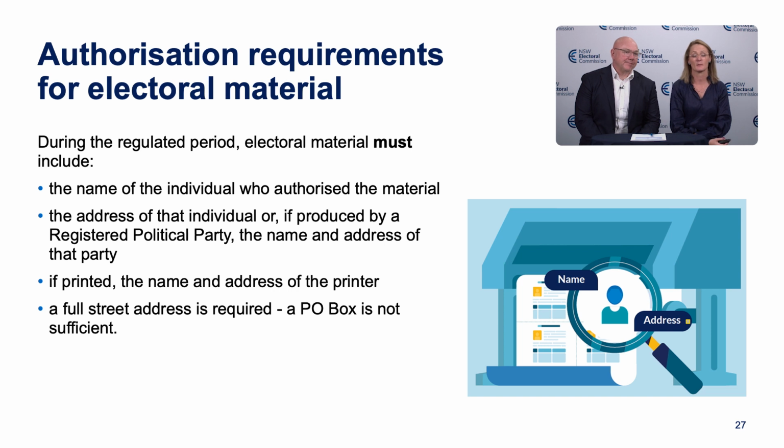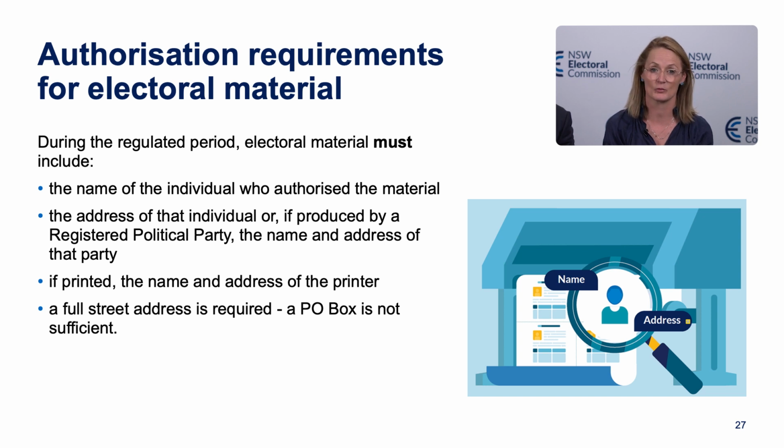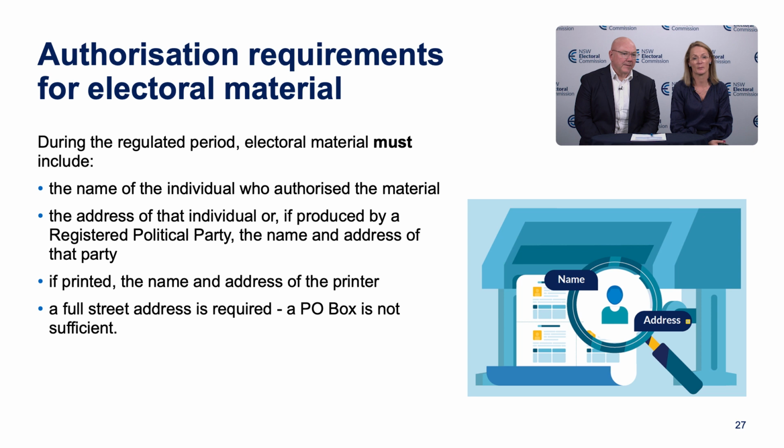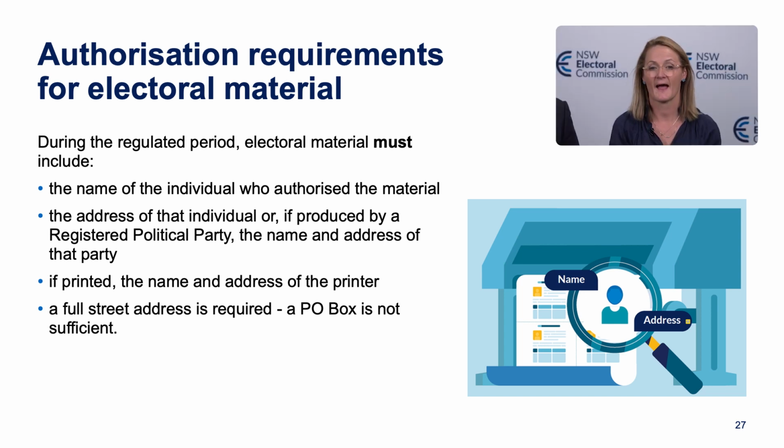During the regulated period, it's important to note that all electoral material must include the name of the individual who authorises the electoral material, the address of that individual, or in the instance your electoral material is being produced by the registered political party, it's required to include the name of the registered political party and the address of that party. In the instance your electoral material is printed, the name and address of the printer is required to be included on your electoral material. The authoriser's address and the printer's address must be a full street address. It is not able to be a PO box.